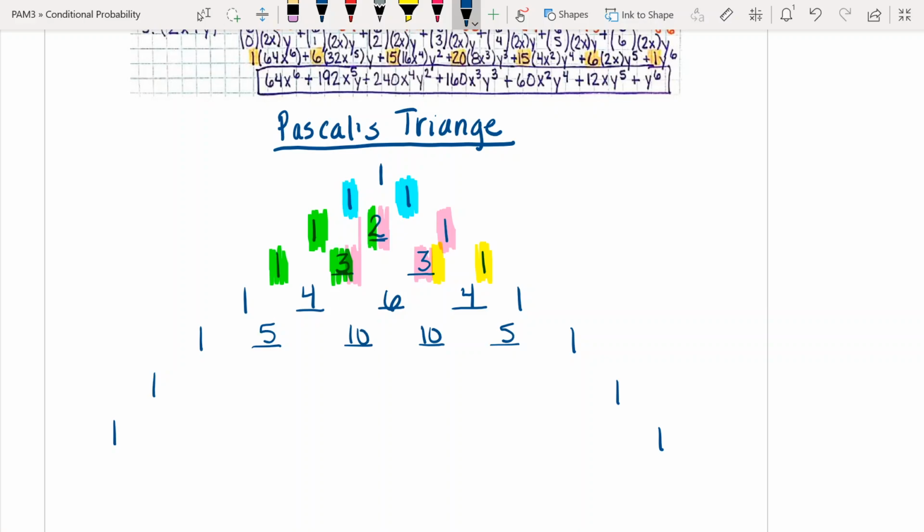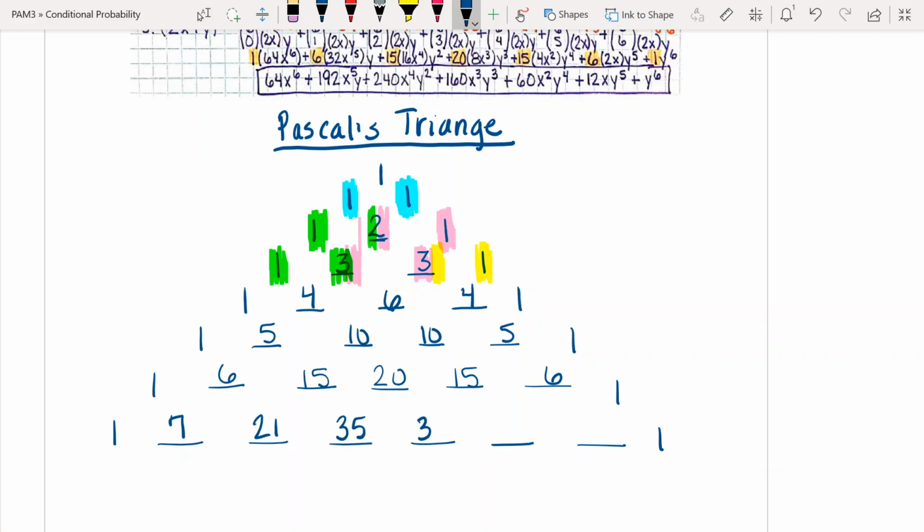All right, and here I'm going to have to fill in 1, 2, 3, 4, 5 spots. Adding the numbers above, 6, 15, 20, 15, 6. And this last one, I'm going to go 1, 2, 3, 4, 5, 6 spots. Add these together. We're going to get a 7, 21, 35, 35, 21, and 7.